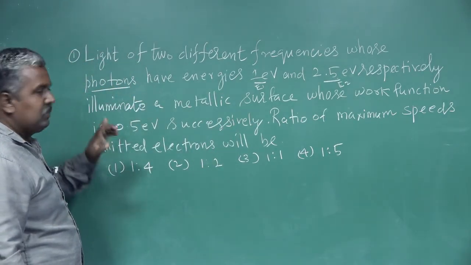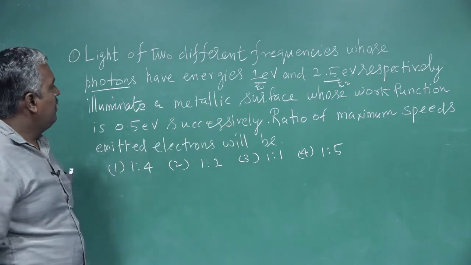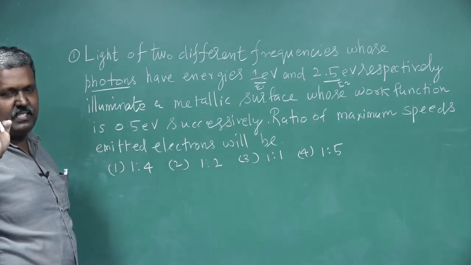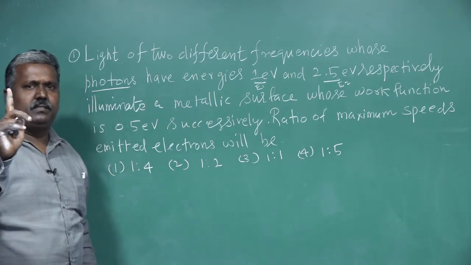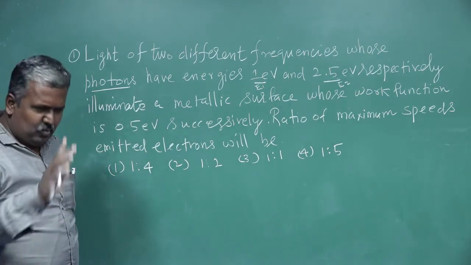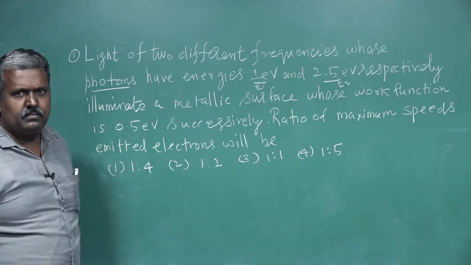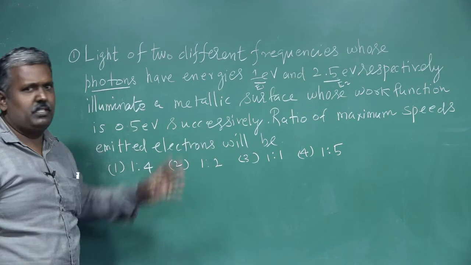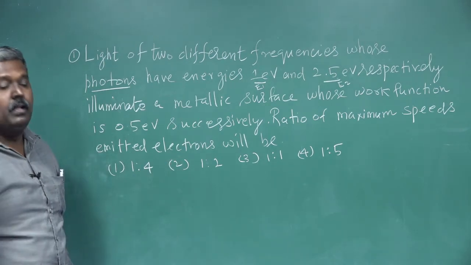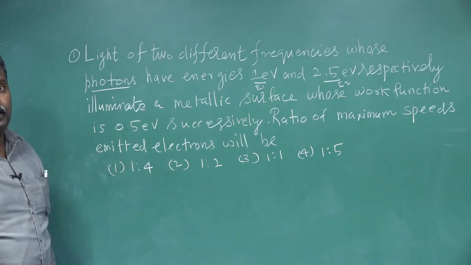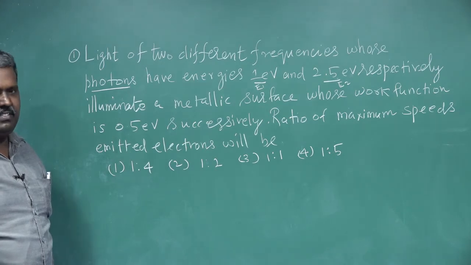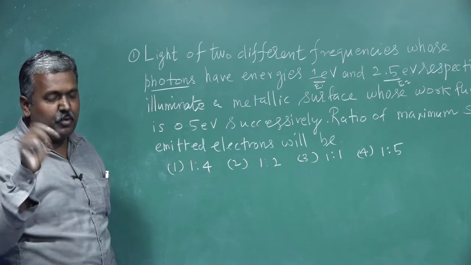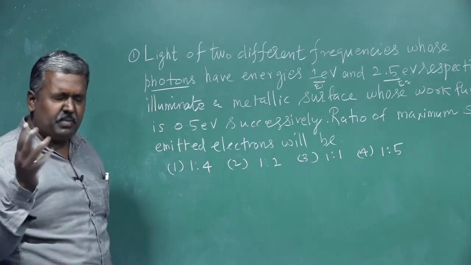Illuminate means incident on a metallic surface. So here the metal surface is fixed, that means only one metal surface, so the work function will be the same. When the metal surface changes, the work function of the metal surface changes. So it is a constant, the same. Which one is the same? Phi naught. It is already told to you a lot of times, given in your textbooks as the work function. But simply keep in your mind, not phi naught or phi.